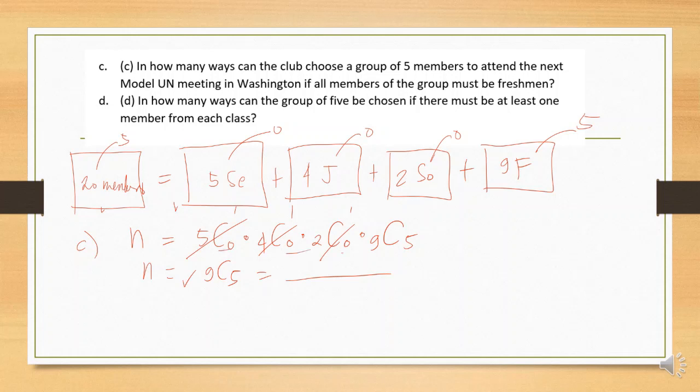Okay? Now, for letter D, in how many ways can the group of 5 be chosen if there must be at least 1 member from each class? So, ibig sabihin, at least 1 member of each class, merong isang senior, merong isang junior, merong isang sophomore, at merong isang freshman. Okay? So, anong gagawin natin ngayon doon? Ang N natin ngayon ay equal to 5 combination 1 times 4 combination 1, following this, no? Yung mga yan. Times 2 combination 1 times 9 combination 1.